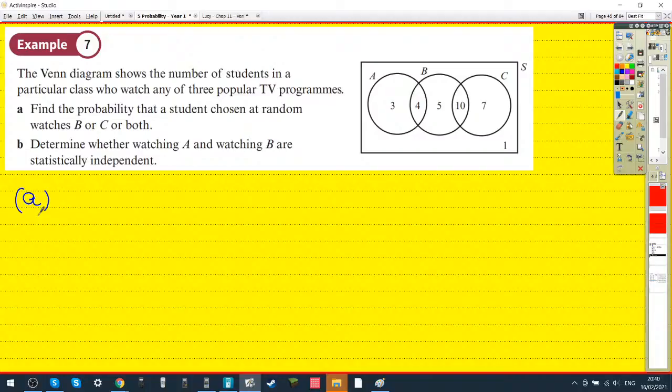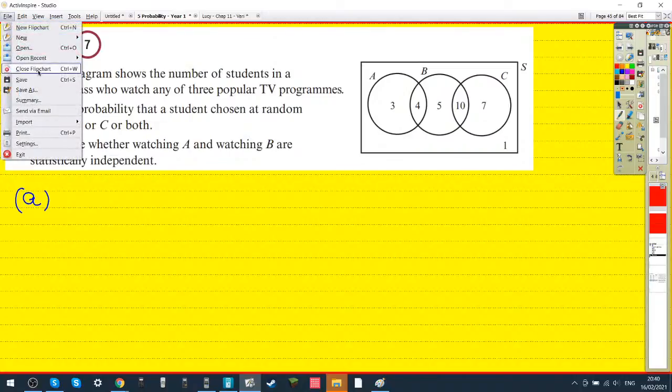So would it be out of 30? Looks like it. Okay.